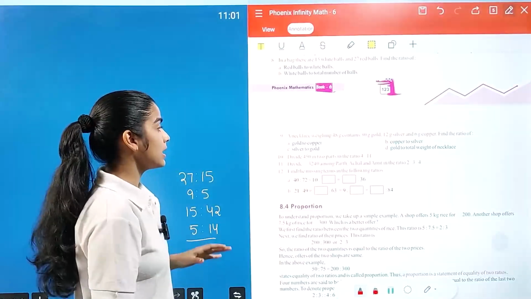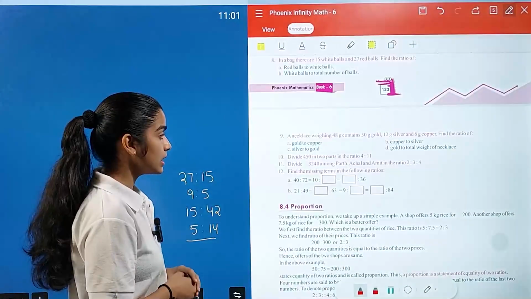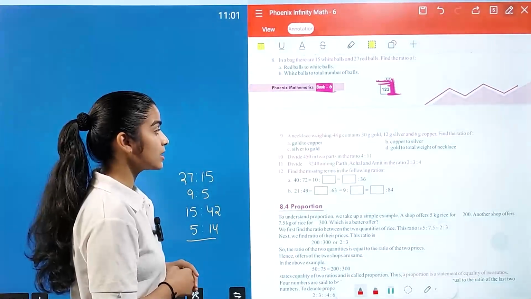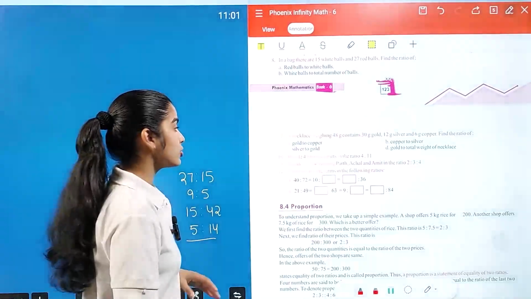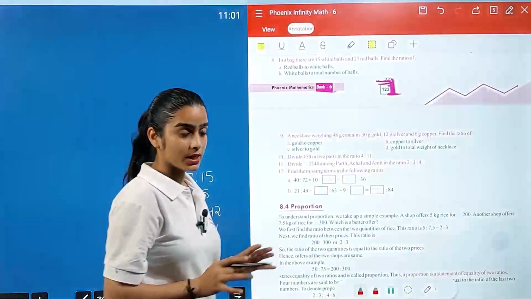Like question number 9, a necklace weighing 48 gram contains 30 gram gold, 12 gram silver and 6 gram copper. Find the ratio of gold to copper, silver to gold. So that is very easy for you.